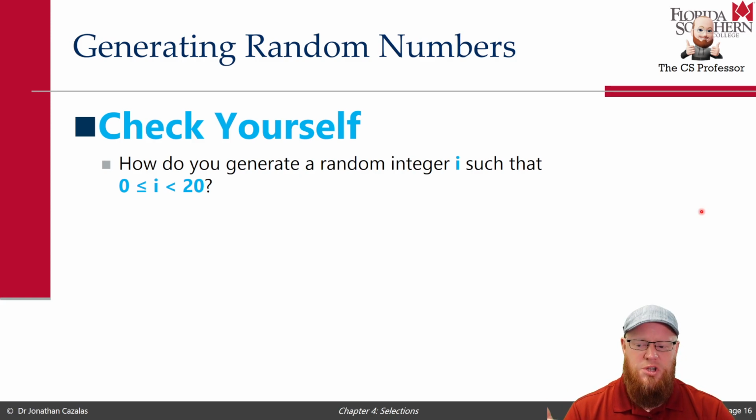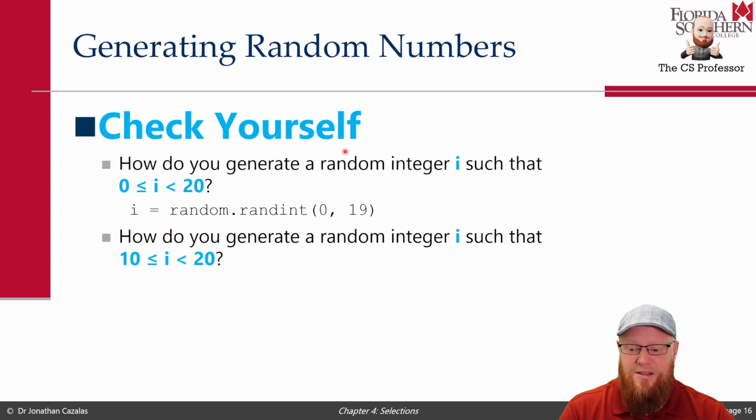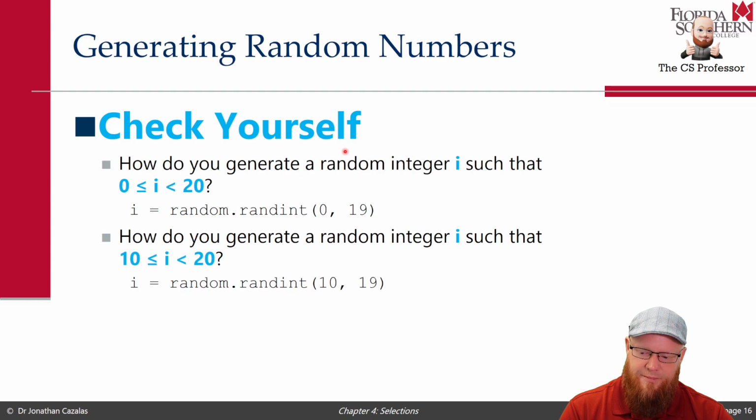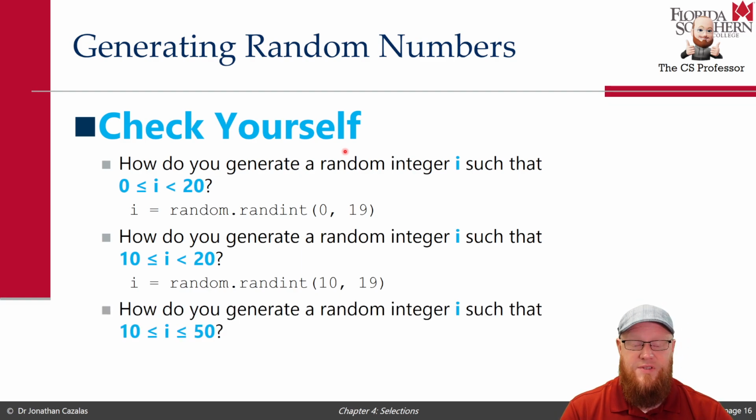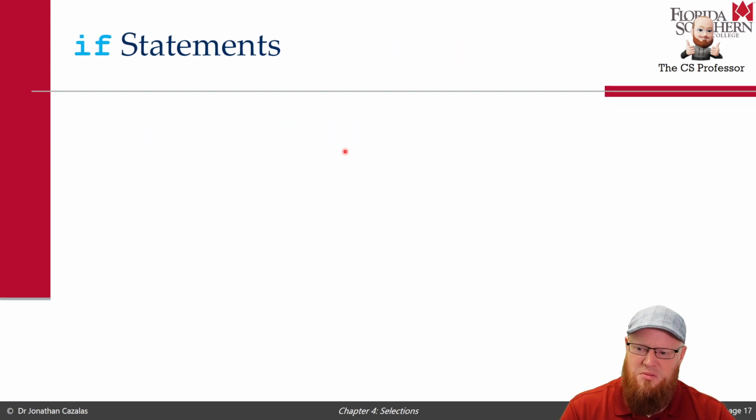Check yourself. How do you generate a random number I such that I is between 0 and 20, inclusive of 0, but not 20? The answer is from 0 to 19. Random, 0, 19, because the 0 and the 19 will be both included, and that's what this said, from 0 up to 20, but not including 20. What about this one? From 10 to 20, now including 10, but again, not including 20, well, it's going to be random 10 to 19. This one, from 10 to 50, including both endpoints, it's going to be 10 to 50. Not too exciting because it's pretty straightforward.